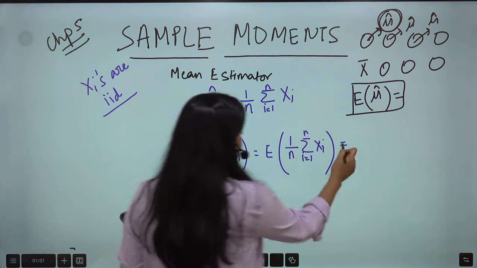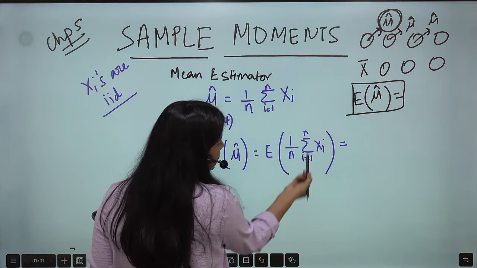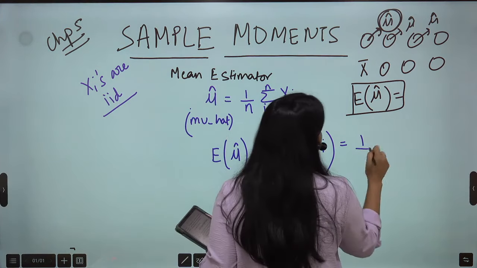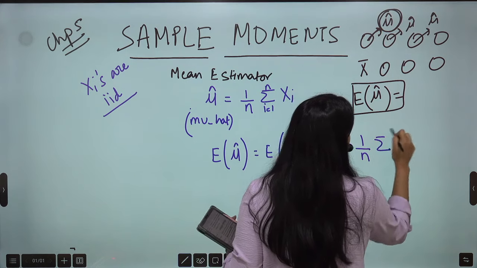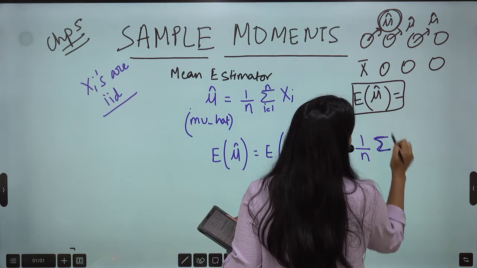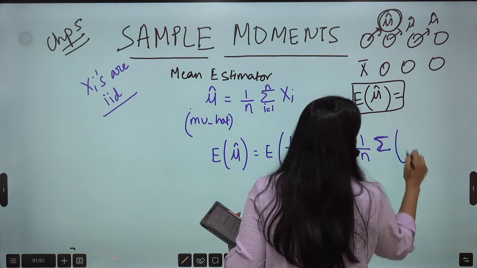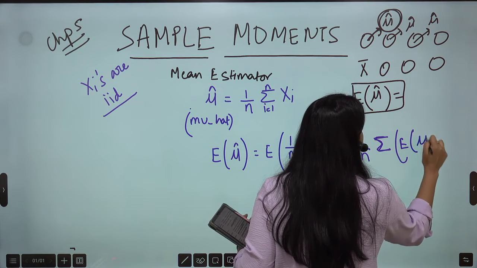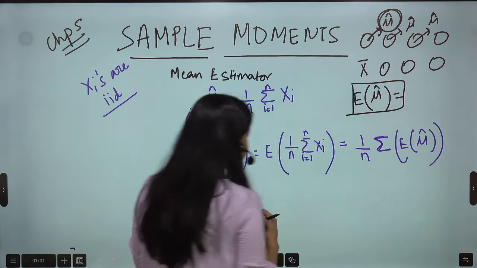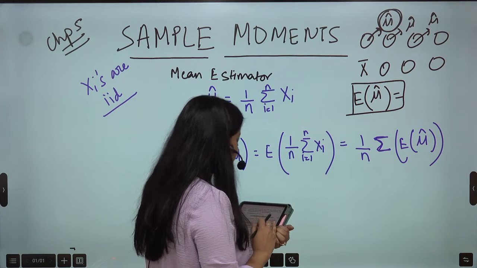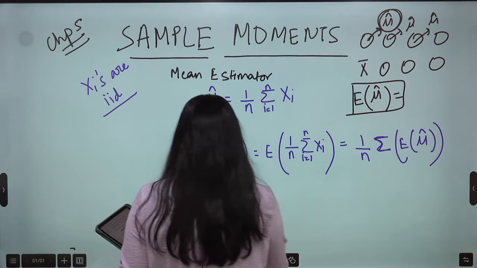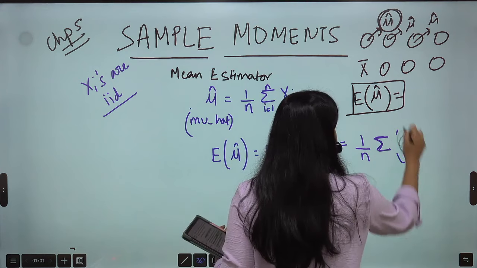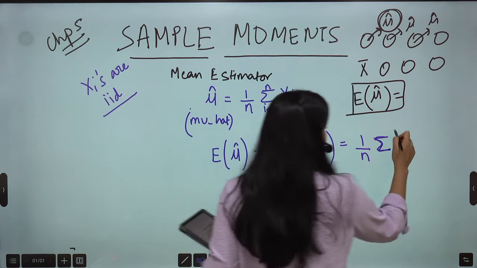Now, what we can do, since these are independent, the summation can go out. So 1/n summation, i goes from 1 to n, expectation of mu. Right? Or let me not write it like this. Let me write it like this.